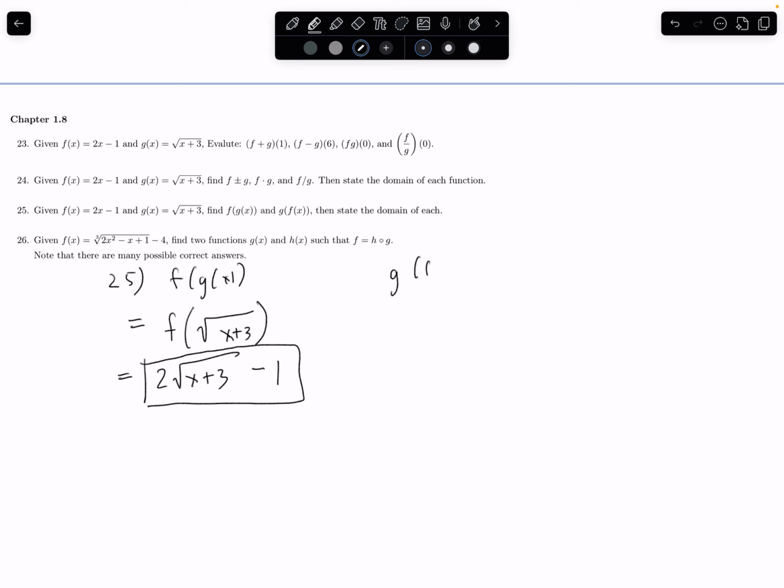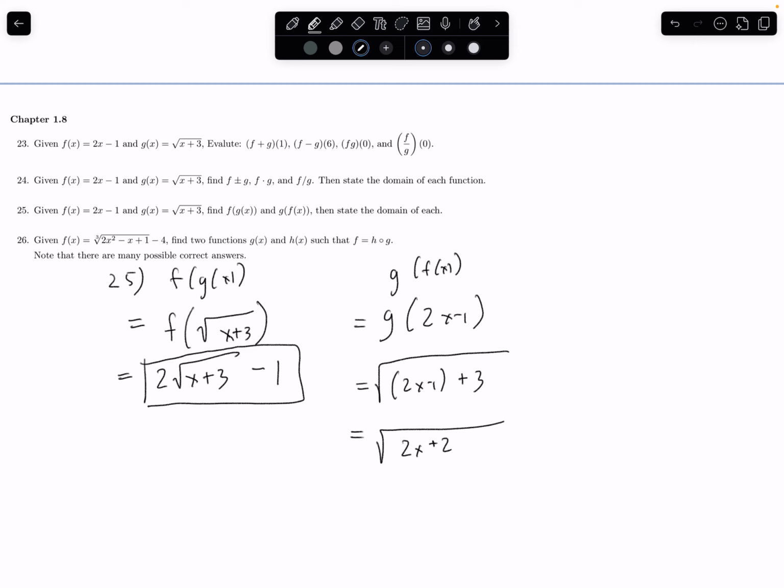What about g of f of x? Well, f of x is 2x minus 1. What does g do? G takes whatever you input, which in this case is 2x minus 1, adds 3, and then takes the square root of the result. So I can do a little simplification here: the square root of 2x minus 1 plus 3 is the square root of 2x plus 2.